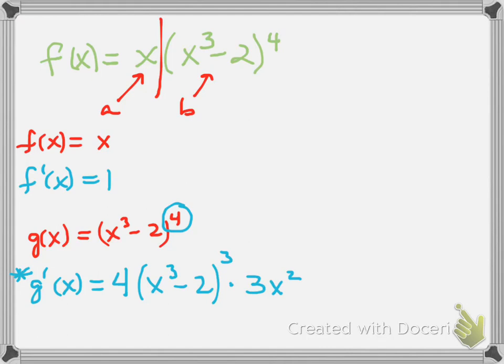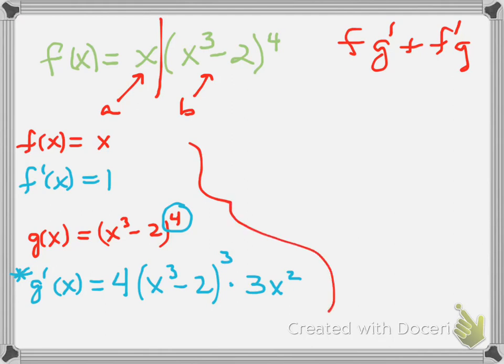Well, let's think about this, right? When we do the product rule, it was like f g prime plus f prime times g. Well, I have all that stuff right here. Right? That's why I did all this work right here. So your final answer here would be the first function, so let's say x, times g prime. And that would be all this long chain rule here you did. I'm even going to clean that up and say 12x squared times x cubed minus 2 to the third.